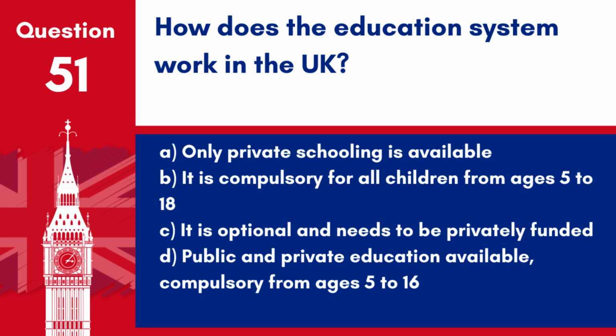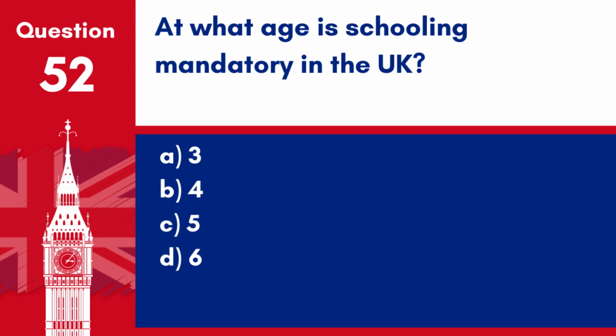A. Only private schooling is available. B. It is compulsory for all children from ages 5 to 18. C. It is optional and needs to be privately funded. D. Public and private education available, compulsory from ages 5 to 16. Answer: D. Public and private education available, compulsory from ages 5 to 16. The UK provides both public and private schooling, with education being compulsory for children from the age of 5 to 16. Question 52. At what age is schooling mandatory in the UK?